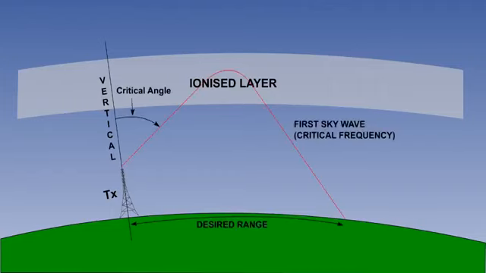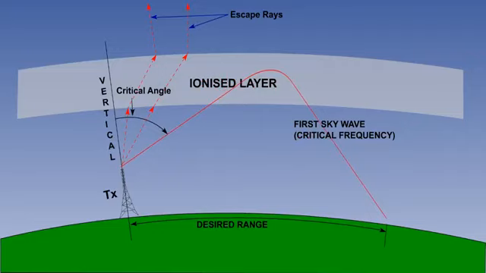The highest frequency wave that can be refracted for a given range is known as the critical frequency. Any transmission above this critical frequency will not be refracted, as the radio wave has too much energy for the level of electrons in the layer, and it will pass through the layer. As frequency increases, the critical angle will increase, and the skip distance and dead space will also increase.